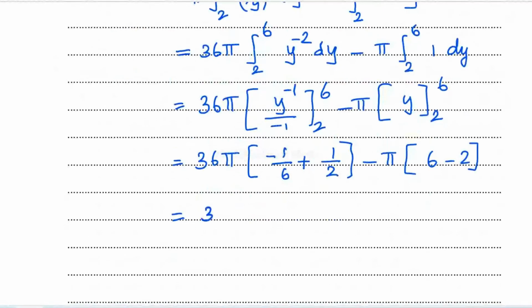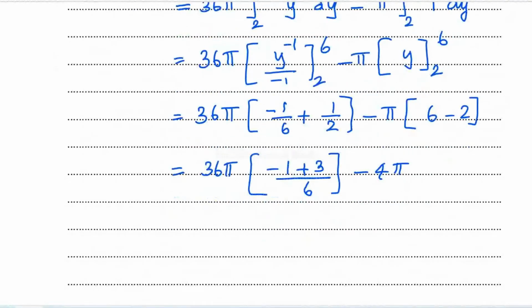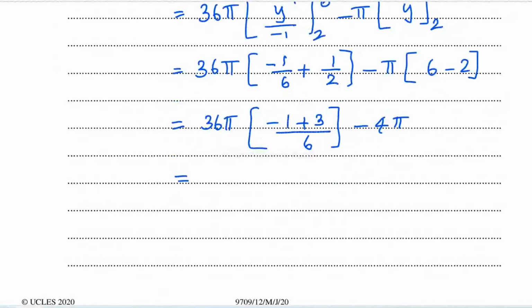36 pi multiplied by minus 1 plus 3 divided by 6 minus 4 pi. 36 pi multiplied by 1 over 3, minus 4 pi, is just nothing but 12 pi minus 4 pi. So the volume is 8 pi.